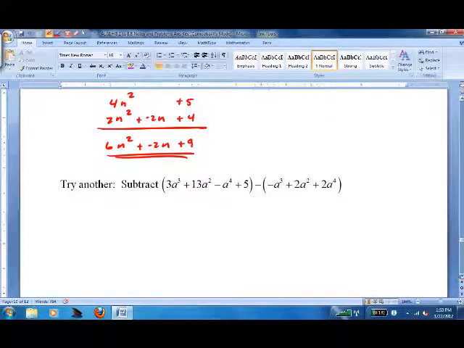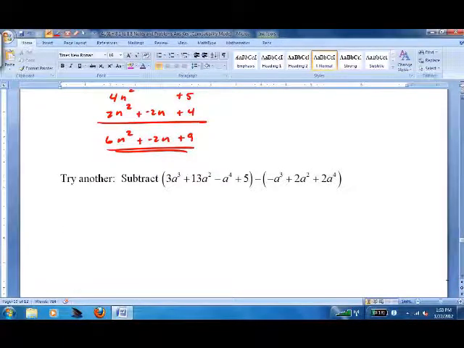Here's another one to try. Pause the recording if you want. Try it on your own. Notice the gap again. There's no a to the first in that one.